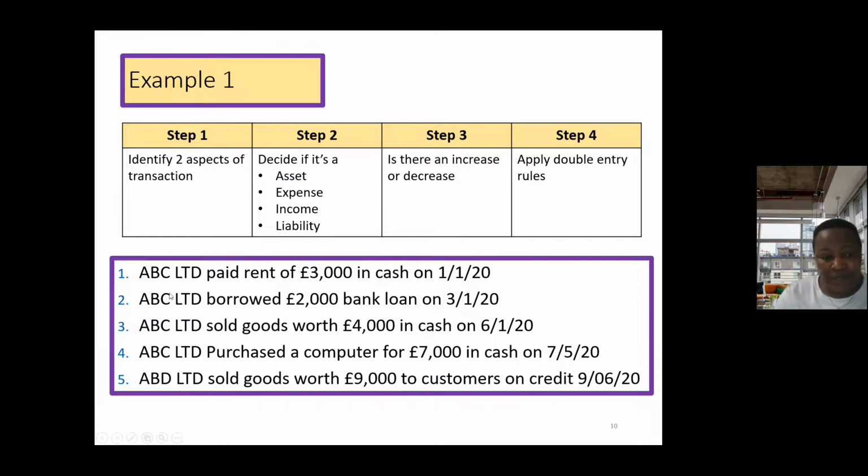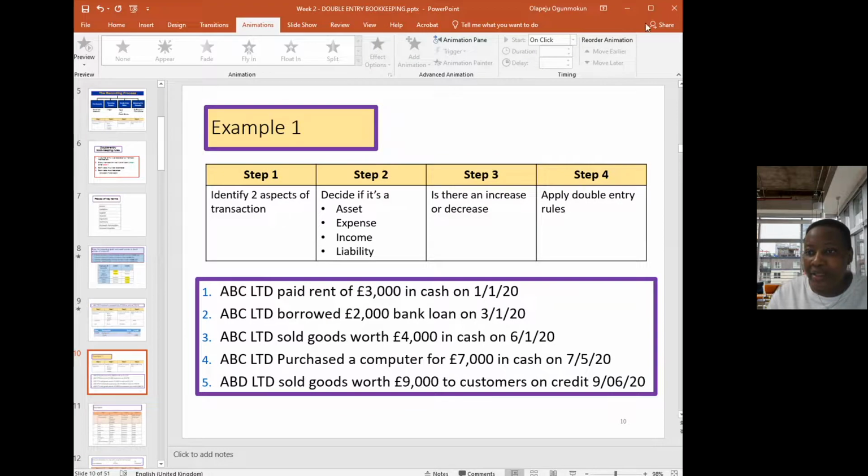So let's start with the first example: ABC Limited paid rent of £3,000 in cash. So just give me a moment.